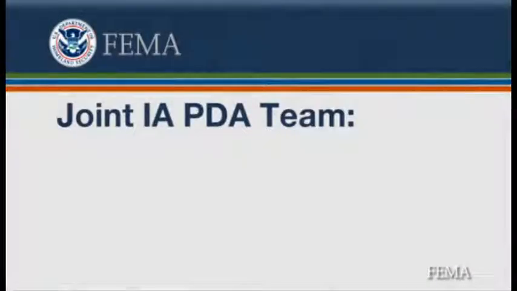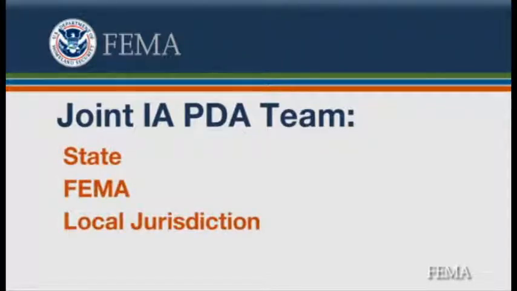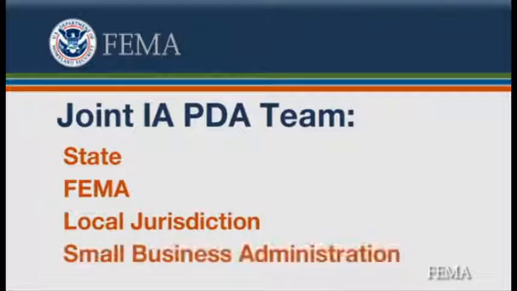The joint IA-PDA team usually consists of representatives from the state, FEMA, and the local jurisdiction. On most occasions, a representative from the Small Business Administration will also be a part of the joint PDA team. They collect data on damaged homes and businesses that might be eligible for the Disaster Loan Program, which can be granted independent of a presidential disaster declaration.